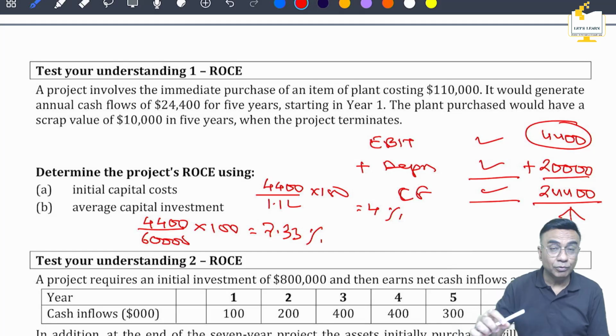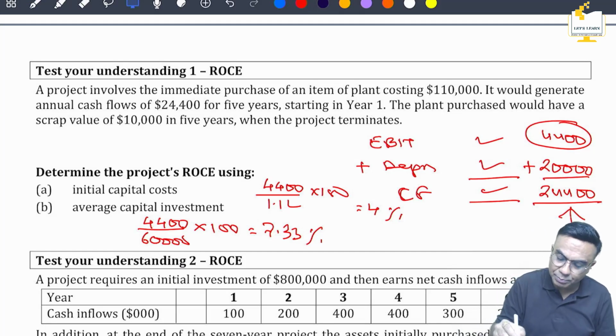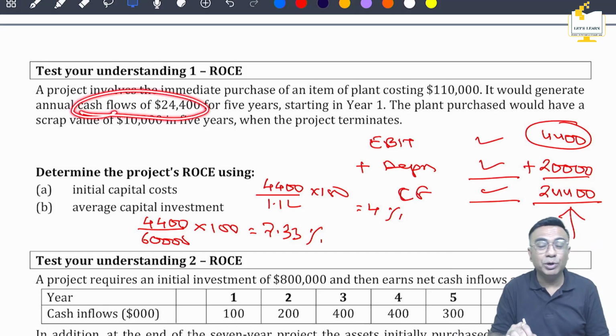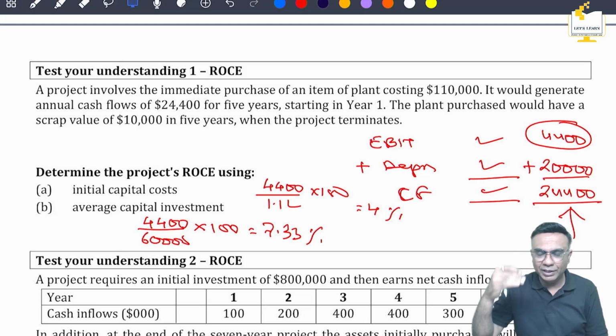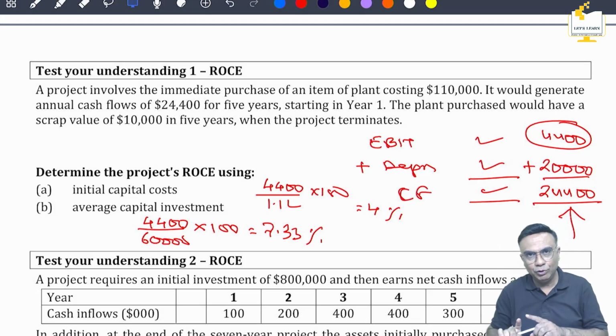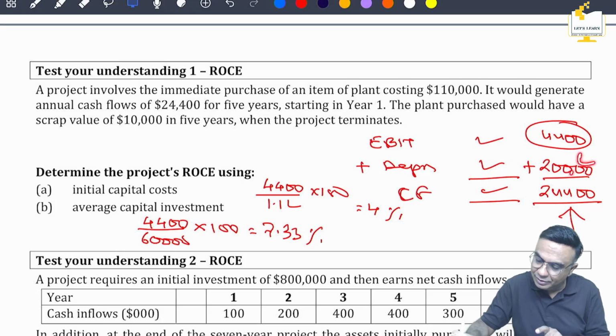Okay, now what was the important point over here? This was the important point. It was given cash flow, but I want EBIT. So depreciation must have been deducted. You add back and then you get cash flow. So when you go reverse, cash flow minus depreciation, and I'll get EBIT.